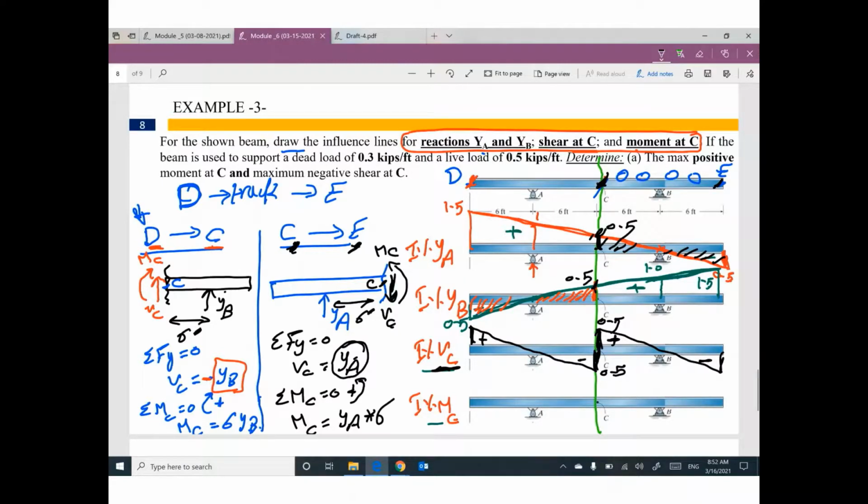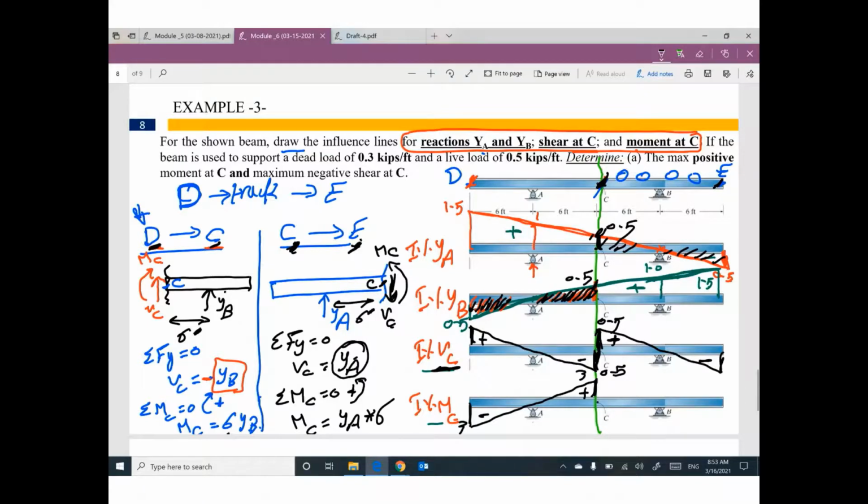If you would like to draw the influence line for MC, from D to C we are looking for YB times 6. This is the YB diagram, times 6. Positive or negative? I didn't change any, so this diagram will be the same. The positive will be positive, the negative will be negative. But this value, 0.5 times 6, will be 3. This value, 0.5 times 6, will be 3. Negative and positive.